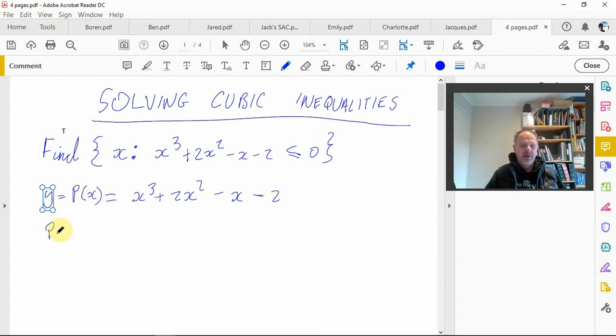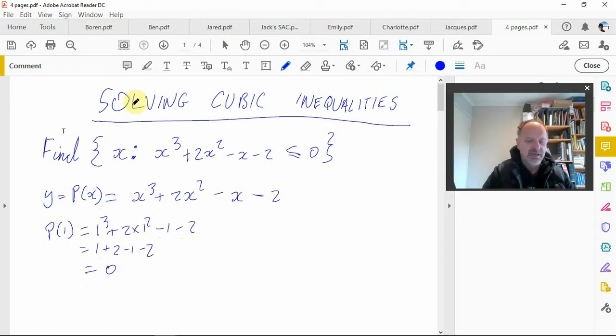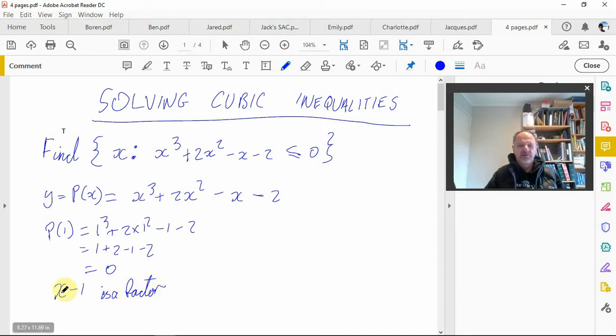So if I do p of 1, for example, I'll get 1 cubed plus 2 times 1 squared minus 1 minus 2. So that's 1 plus 2 minus 1 minus 2, which is 0. So that means that x take 1 is a factor. So we now have to divide x take 1 into this.